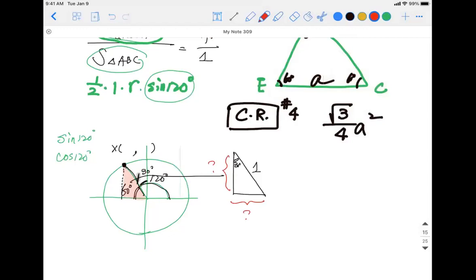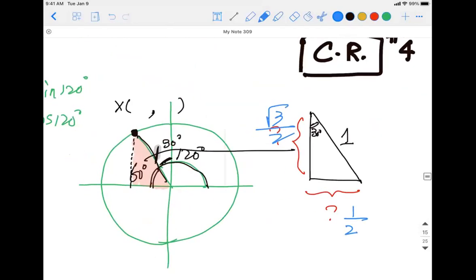Tanya, what's the value for both of them? So the shorter one is 1 over 2, and the longer one is root 3 over 2. Is it right? Yeah, that's perfect. But bear in mind, you are actually in the second quadrant, so your x value is going to be minus 1 over 2, and your y value is going to be positive root 3 over 2. Second quadrant, you have some positive, negative thing.